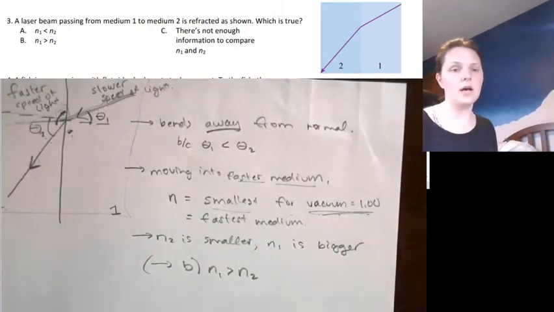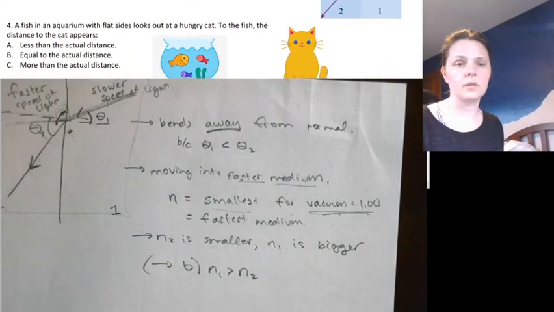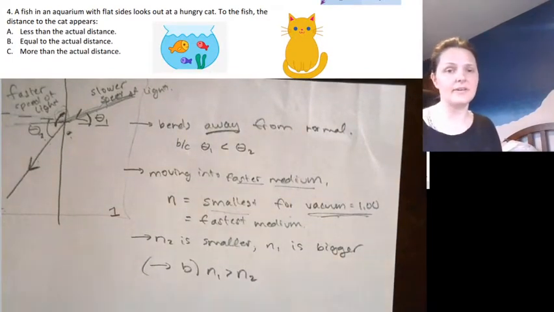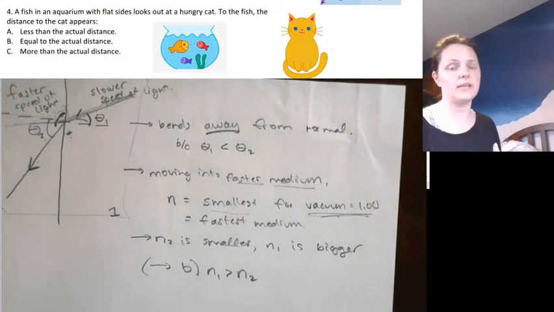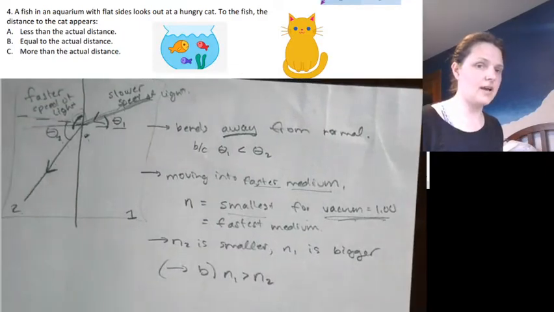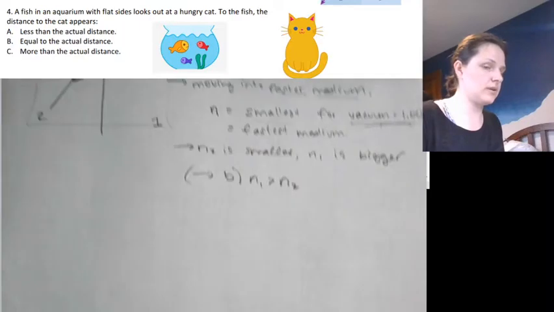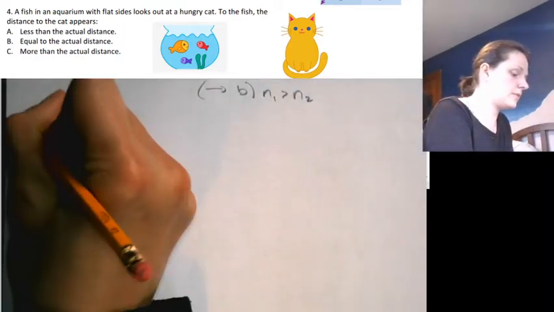Okay, let's do the next one. A fish in an aquarium with flat sides looks out at a hungry cat, and what does the cat look like to the fish? So I said flat sides, but my little picture here is a fish in an aquarium with curved sides. So I'll draw it that way on my piece of paper. So here's number 4.